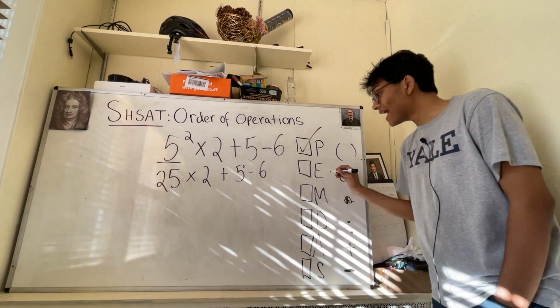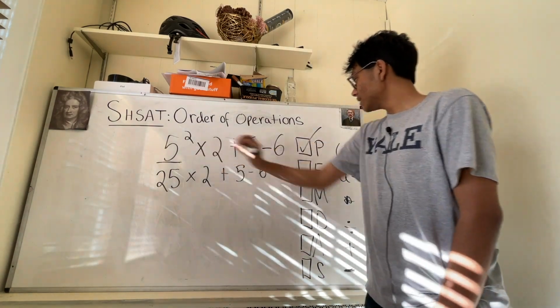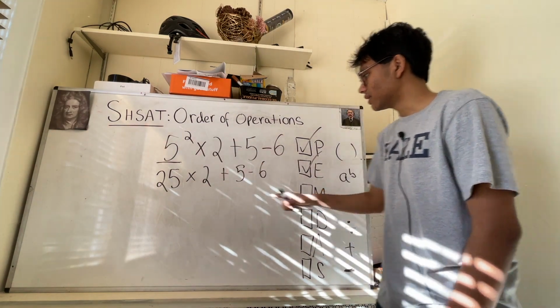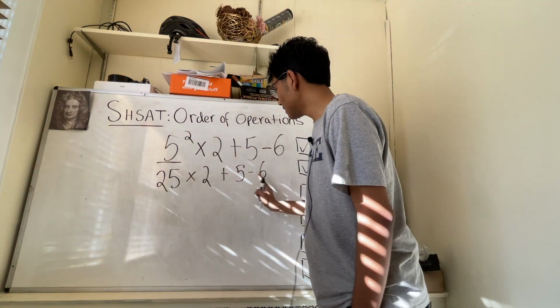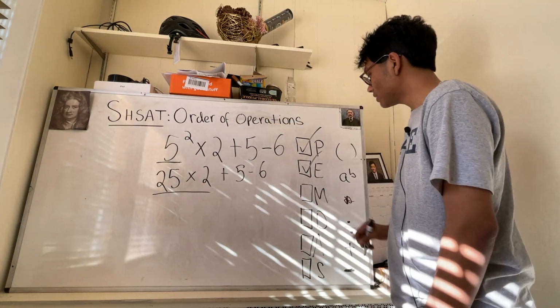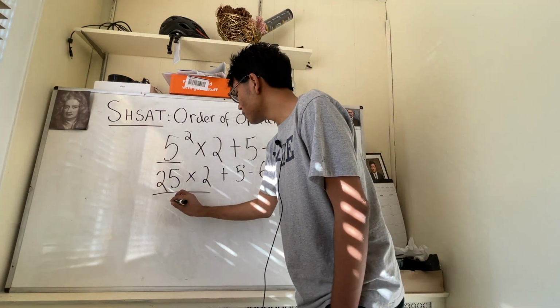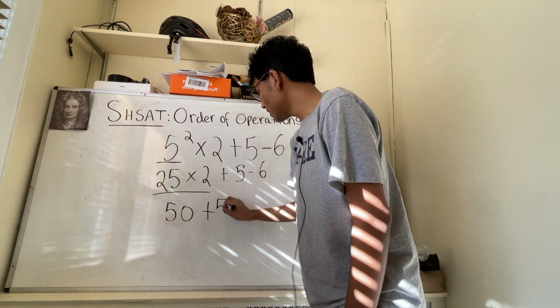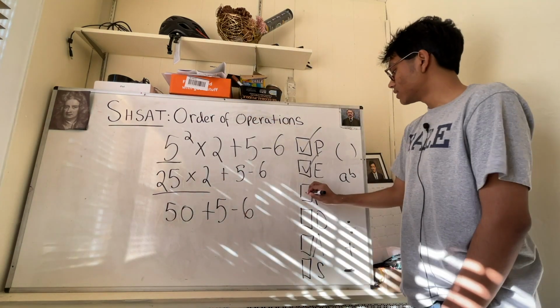Okay, do we have any exponents? Well, we just did our exponents, right? We did 5 squared. Okay, do we have any multiplication? Scanning, scanning. Yes, we do. 25 times 2, that's multiplication. What is that? Well, it's 50. Okay, now put down the rest of it. Plus 5 minus 6. And we're done with multiplication.